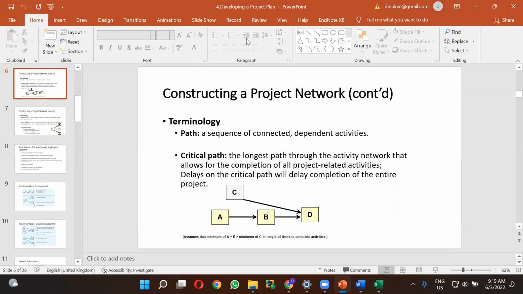Yes, madam. So when I was explaining the terminology, I told you that there are paths as well as the critical path, right?